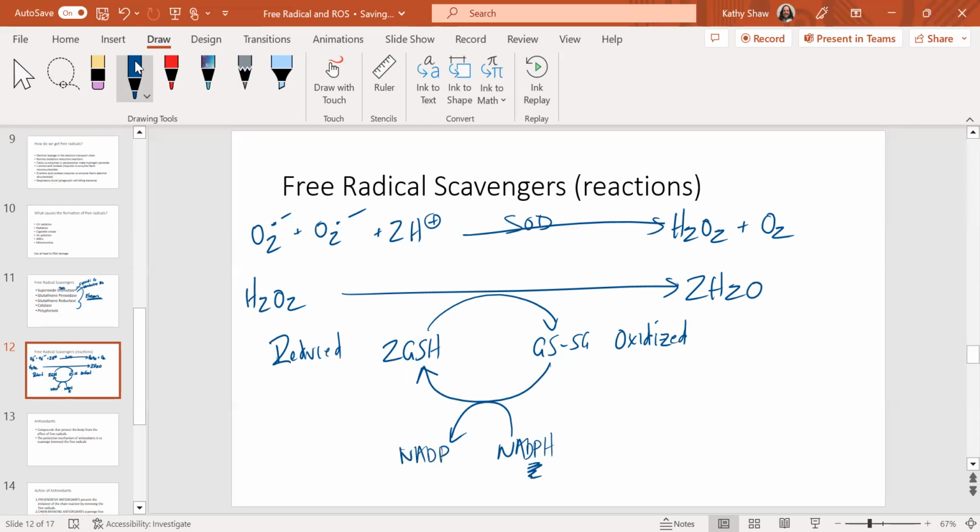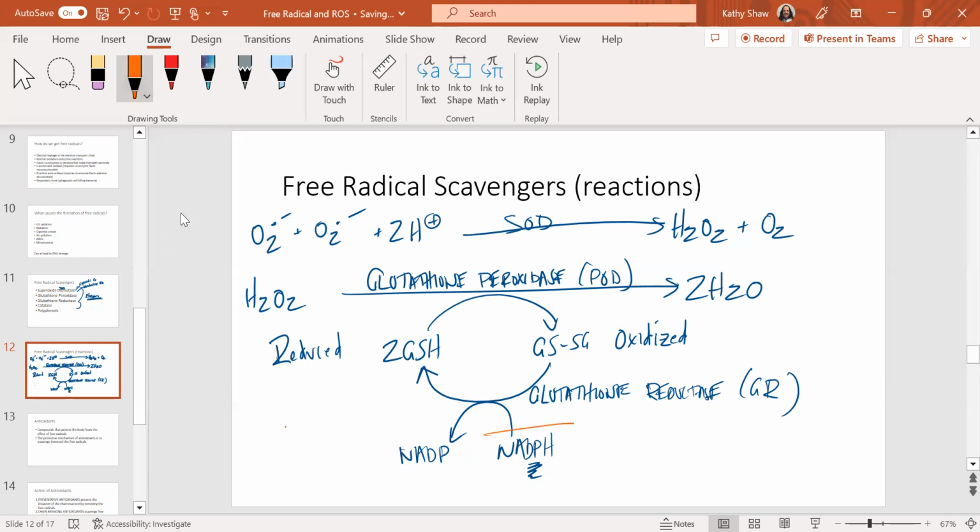So the enzymes that do all these steps, we have for this one, glutathione peroxidase, abbreviated POD. For this reaction, we have glutathione reductase. And we'll talk next try where we're getting this NADPH.